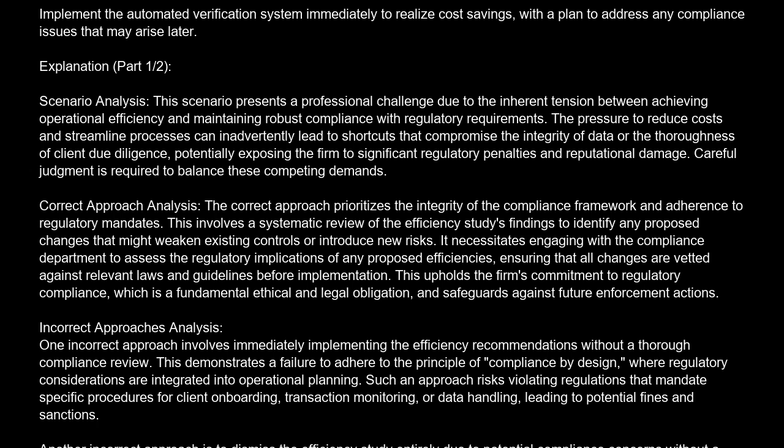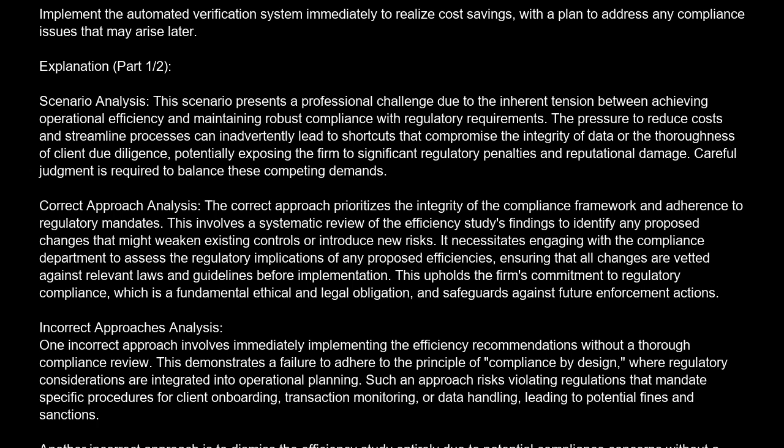Correct approach analysis. The correct approach prioritizes the integrity of the compliance framework and adherence to regulatory mandates. This involves a systematic review of the efficiency study's findings to identify any proposed changes that might weaken existing controls or introduce new risks. It necessitates engaging with the compliance department to assess the regulatory implications of any proposed efficiencies, ensuring that all changes are vetted against relevant laws and guidelines before implementation.